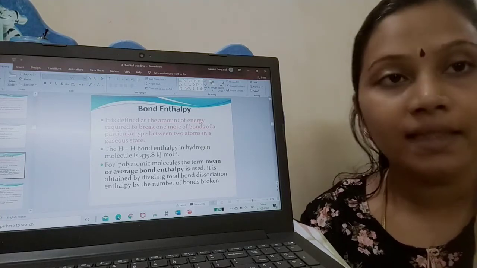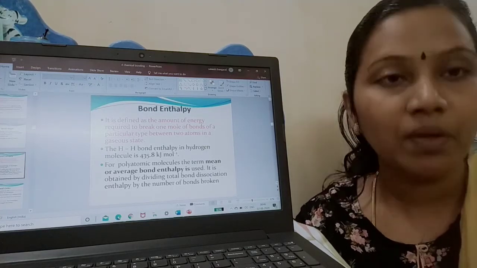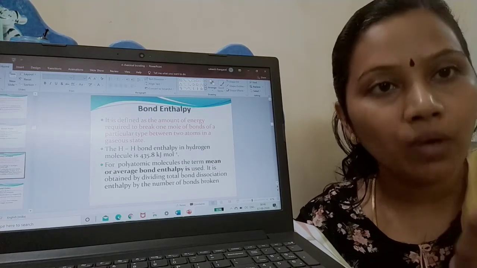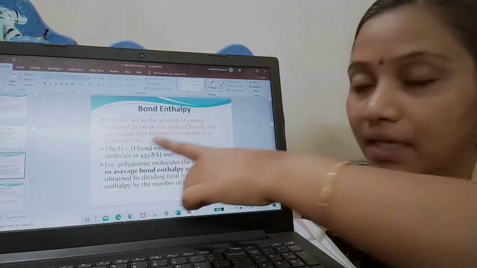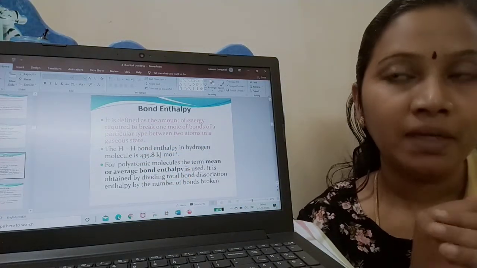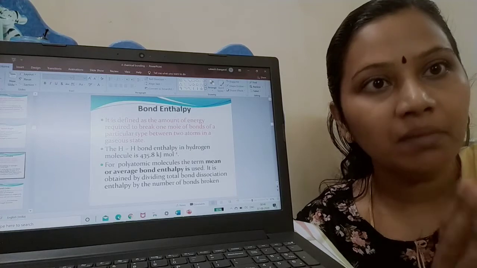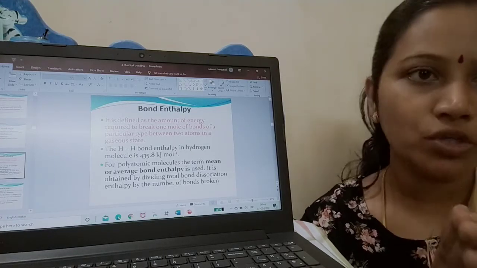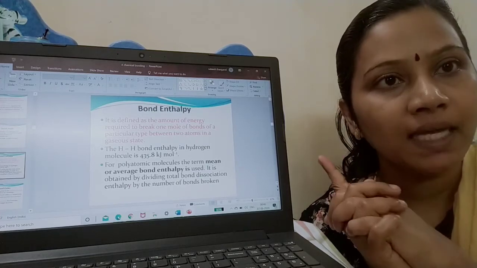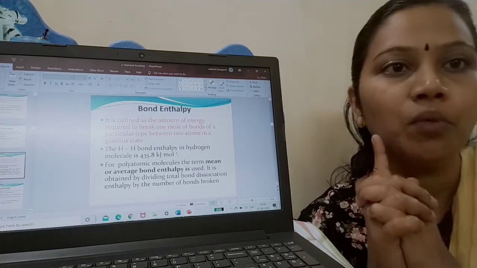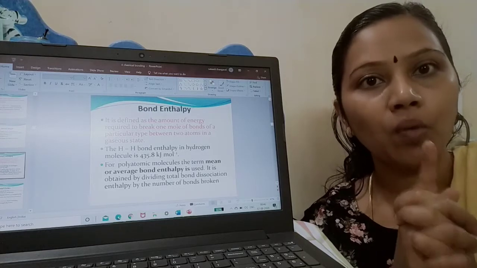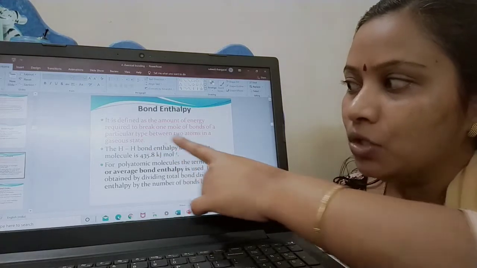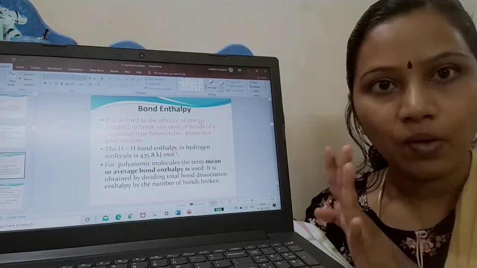We know about ionization enthalpy, then we know electron gain enthalpy. What is bond enthalpy? Bond enthalpy is nothing but the amount of energy required to break a bond between two atoms which are present in the gaseous state. The bonds should be of a particular type, say either sigma type or pi type. So bond enthalpy is defined as the amount of energy required to break a bond of a particular type between two atoms in a gaseous state.